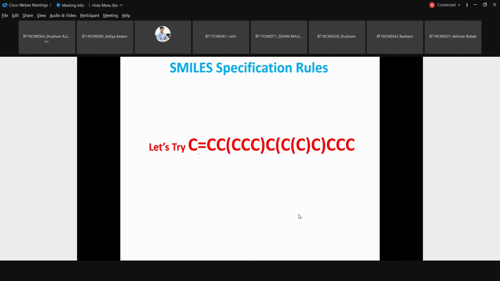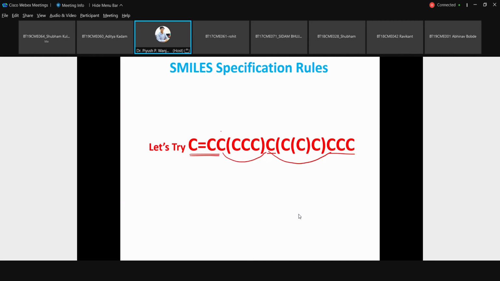Okay. So here if you want to focus, whatever is in the bracket you can ignore initially, and just draw whatever is outside the bracket. So this should be linearly connected. This carbon should be connected to this carbon linearly, and this carbon should be connected to this.